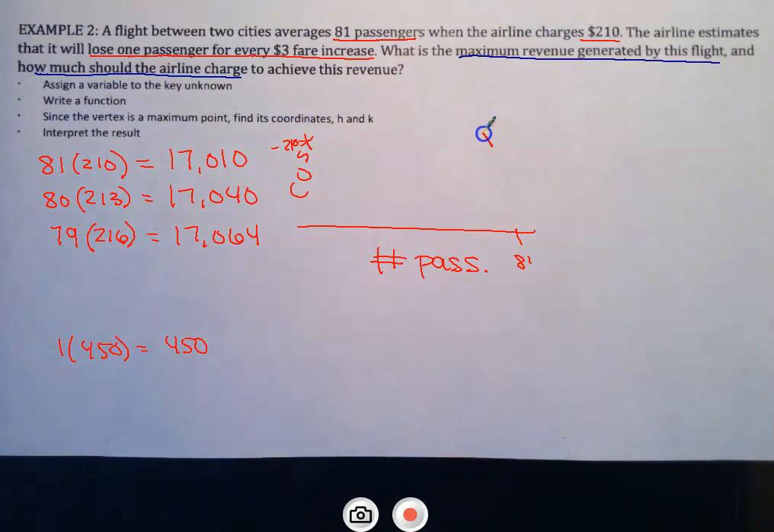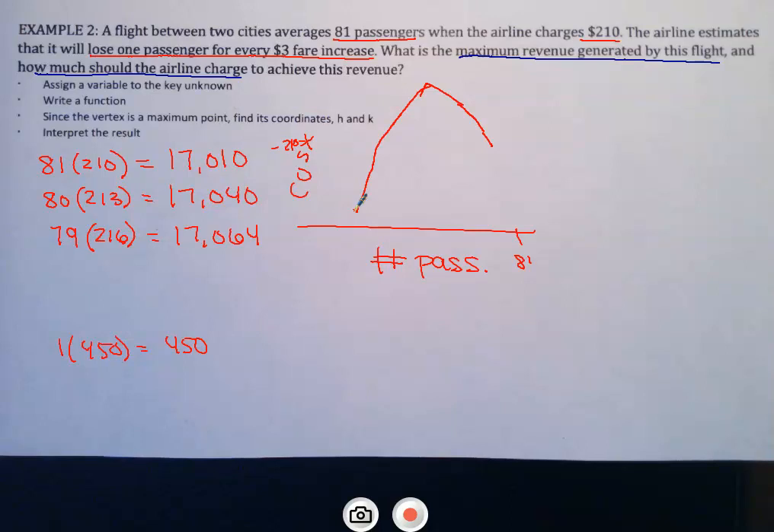So the passengers go down, but the cost is increasing. Okay, and the cost continues to increase, and then our number of passengers is decreasing. At some point, we're going to hit a max, and then the passengers are going to start coming down with our parabola until we eventually get to 0. That's what we're looking for.